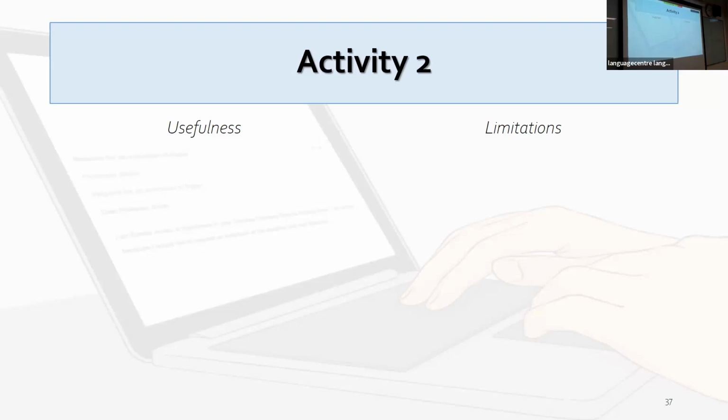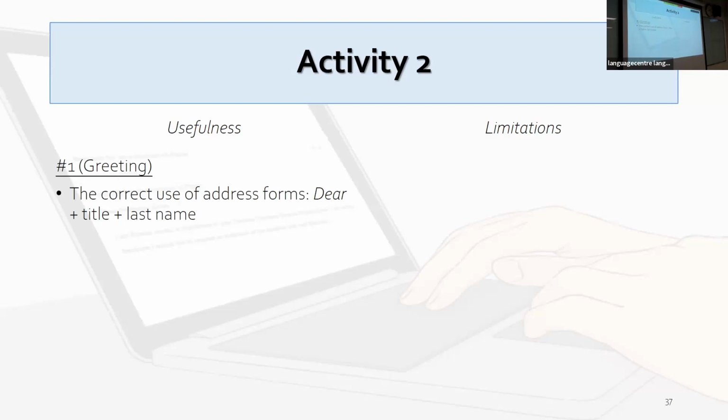As I said a few minutes ago, I'm going to show you how we can take advantage of the feedback generated from AI. I would like to remind you that sometimes AI-generated feedback does have its own limitations. But first of all, let me go through the usefulness very quickly.